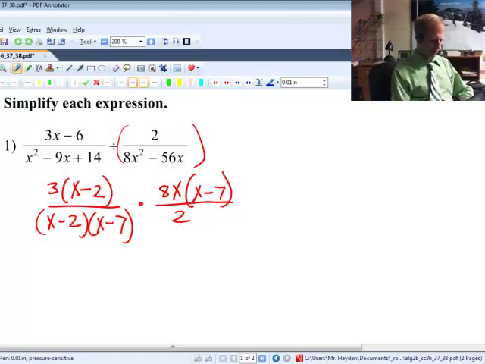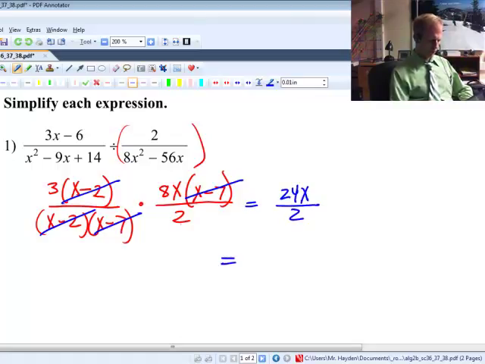Now I'm ready to cancel terms that appear in both the numerator and denominator. The x minus 7 appears in both places, the x minus 2 appears in both places, and what am I left with? I'm left with 24x over 2, which is just 12x. And that's it.